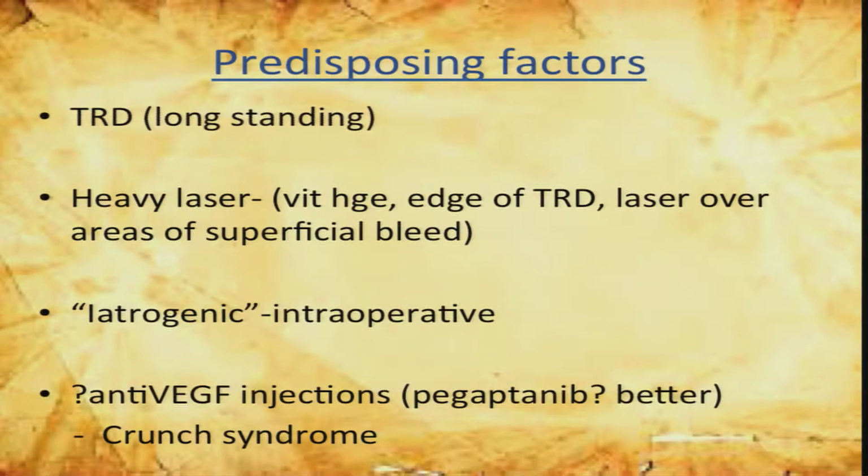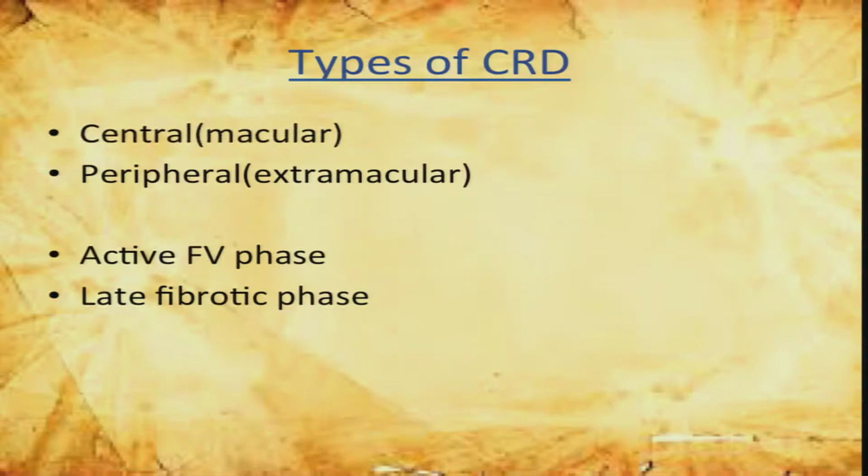Or it can develop after anti-VEGF injections, as has been reported in some cases, particularly with the use of bevacizumab, because it blocks all isoforms of VEGF. I have no experience with pegaptanib, but because pegaptanib only acts on the VEGF A165 isoform, it is thought to not predispose so much to preretinal fibrosis. That has been called the Crunch syndrome. We'll talk about that in a minute.